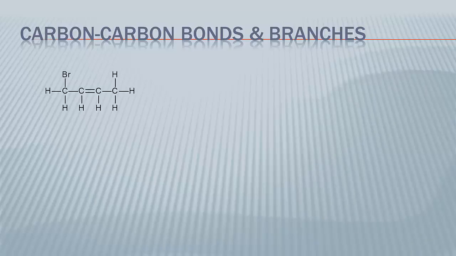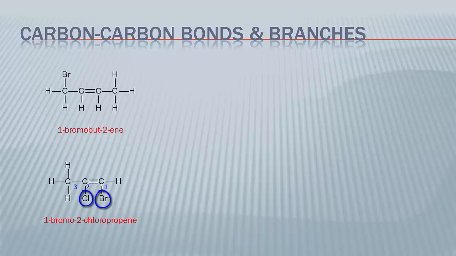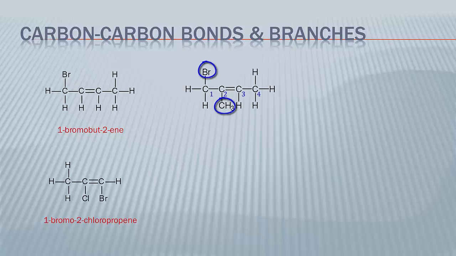Now let's look at putting carbon-carbon bonds and branches together. In this molecule, we've got a 4 carbon parent chain with a double bond on the second carbon, so this molecule is based on but-2-ene. We have a bromine on carbon 1, so this molecule is 1-bromo-but-2-ene. In this molecule, we've got a 3 carbon alkene with a bromine on carbon 1 and a chlorine on carbon 2, so this molecule is 1-bromo-2-chloropropene. Our next molecule has a 4 carbon alkene with a methyl group on carbon 2 and a bromo group on carbon 1. So this molecule is 1-bromo-2-methyl-but-2-ene.